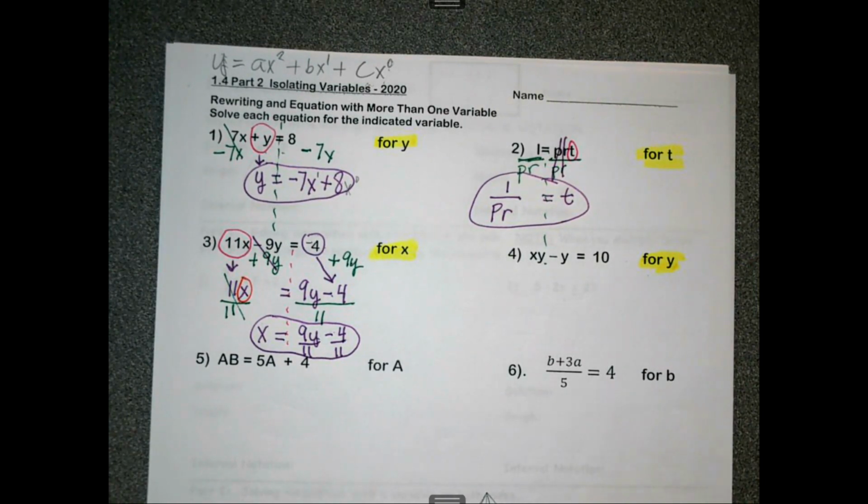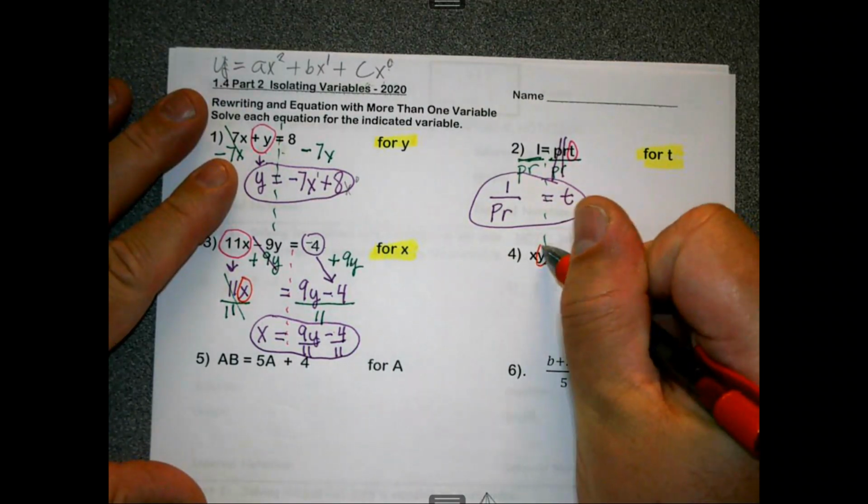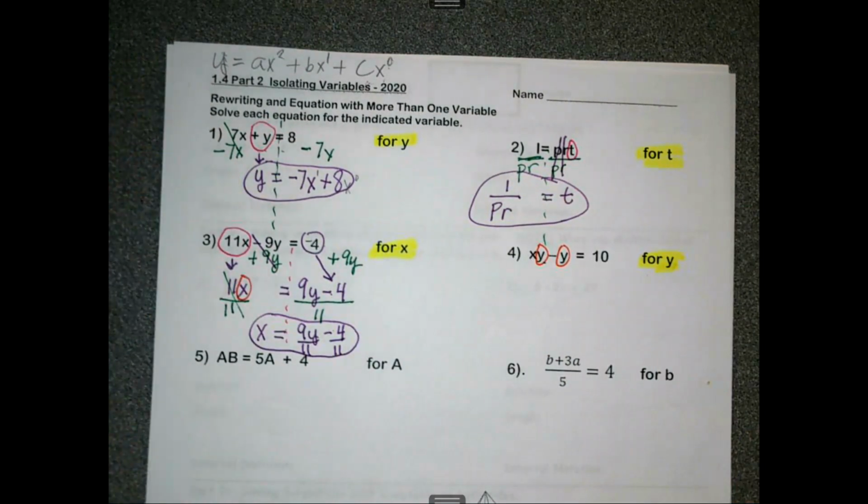And when I usually get to number 4, I ask students, here's a y, here's a y. I've got to get y by itself. How do we go about this? Any ideas? Any ideas how to get y by itself? What would you like to do with the y? Combine them? Yeah, that's the word.